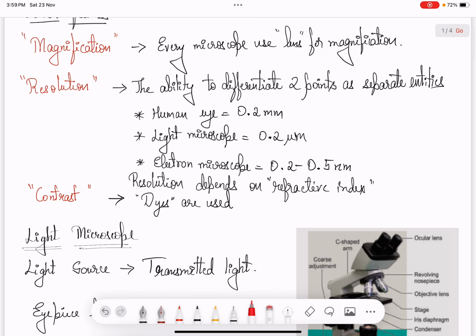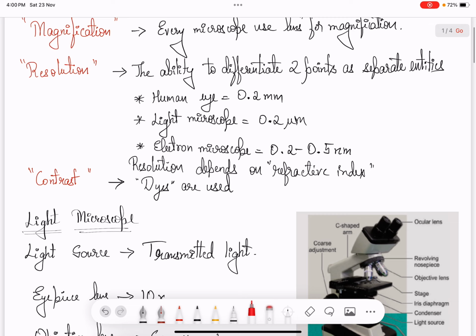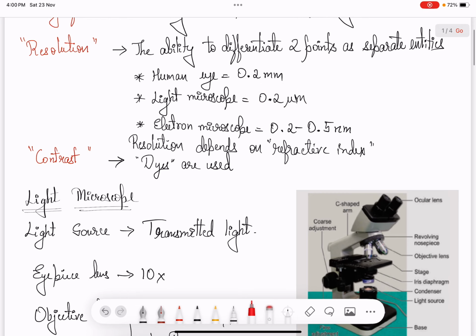Now, what is the resolution power of the human eye? It is 0.2 millimeter, and coming into light microscope, it is 0.2 micrometer. Coming into electron microscope, the resolution power is nearly 0.2 to 0.5 nanometer.